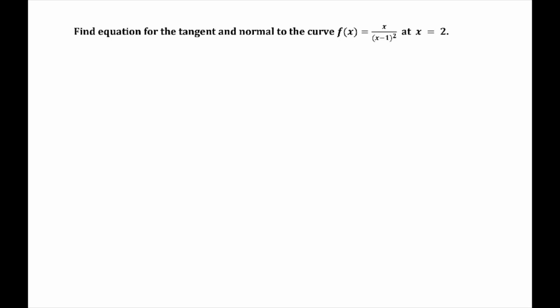In this question, we need to find the equation of the tangent and the normal to the curve f of x at x equal 2. Well, we know that in order to find the normal or the tangent lines, we need the slope. And the slope is actually the derivative at 2. So we need to find the derivative.